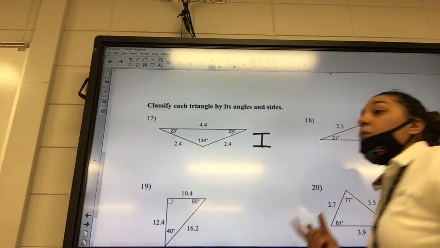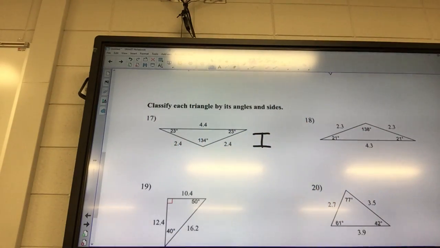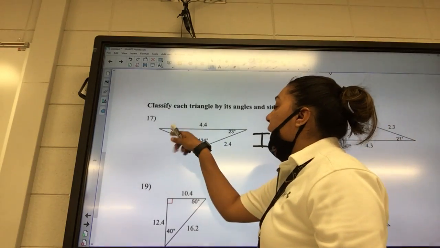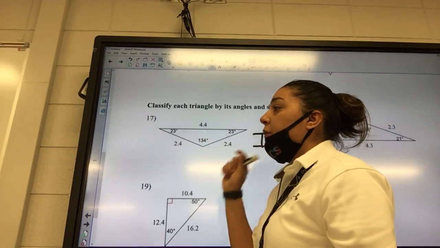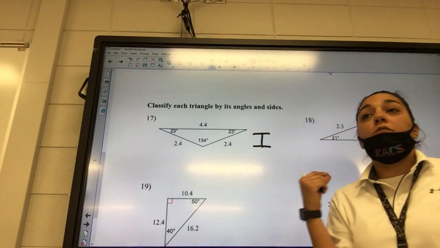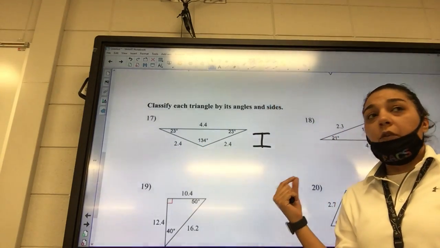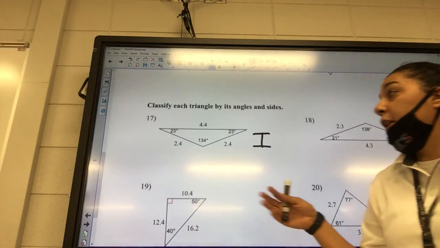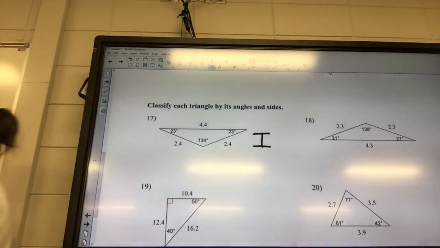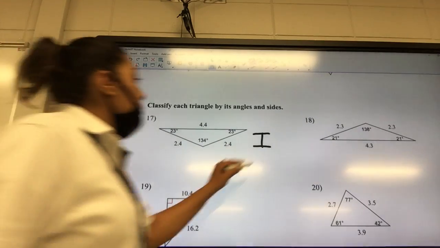Okay, and now is when you really have to be careful. Rather than looking, you should know by numbers. Before we kind of had to guess, maybe it looked like an obtuse, but we cannot actually say that. So we look at our angles. We got 23, 23, and 134. So we pick the biggest one, which is 134. Is that less than 90, 90, or greater than 90? It's greater than 90, and so it's going to be an obtuse.